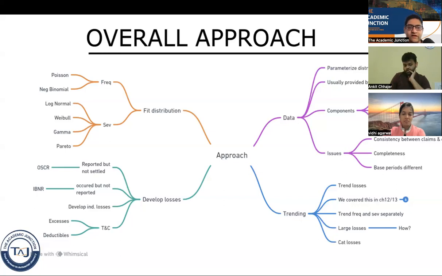Once you finish the trending, you then develop the losses. One note about developing the losses: you have to develop the losses to the ultimate figures. And this is where the reserving component, the SP7 component, ties in as well, right? So you have to consider two things. One is reported claims that have been reported but not yet settled. So this is basically your outstanding claims reported cohorts. And the second one is occurred but not reported, right? Which is your IBNR.